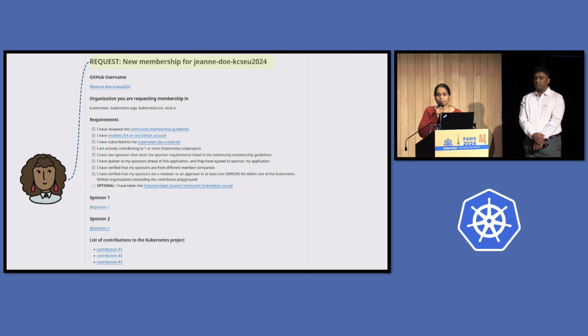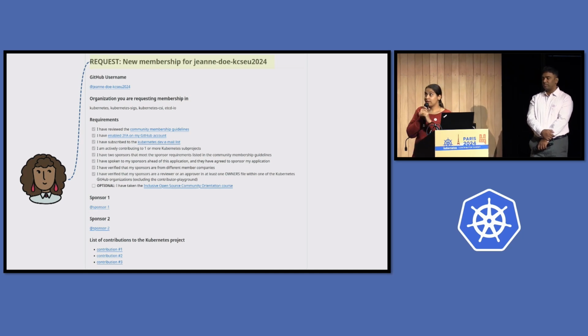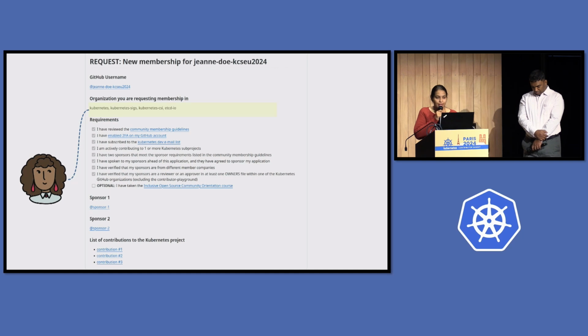One of the things that we do with Peribolos is managing our org membership. How does that work? Here we have Jondo. She has raised a new membership org request. This is how the template for a new org membership request looks like. We need the GitHub username as well as which organization this person is requesting access for.